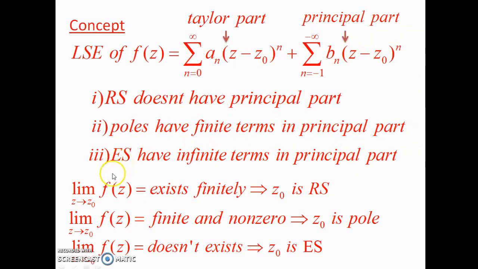Also note, if limit z tends to z0 of f of z exists finitely, then z0 is a removable singularity. If limit z tends to z0 of f of z is infinite, then z0 is a pole. If limit z tends to z0 of f of z doesn't exist, then z0 is an essential singularity. So now we'll go to the question. We are given f of z is equal to exponential of z by 1 minus cos z. We have to check at the point z is equal to 0.